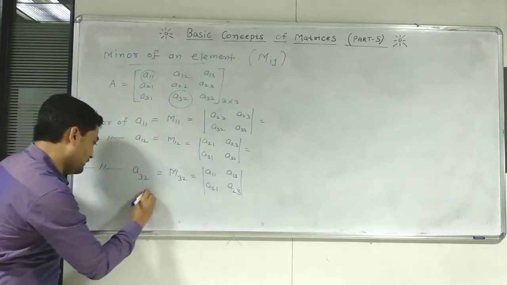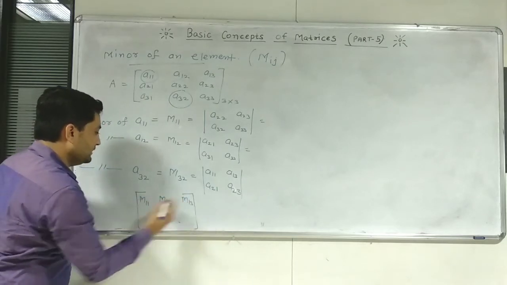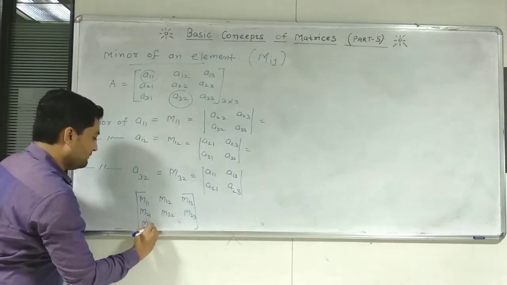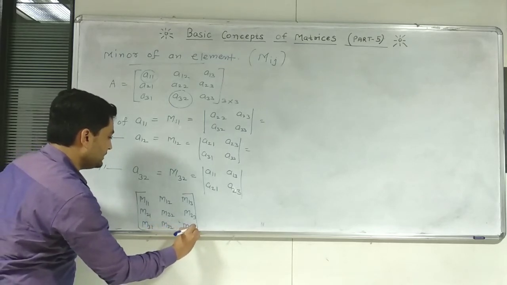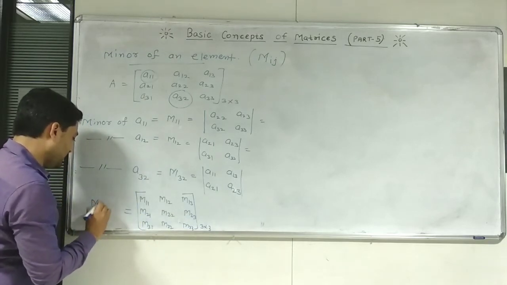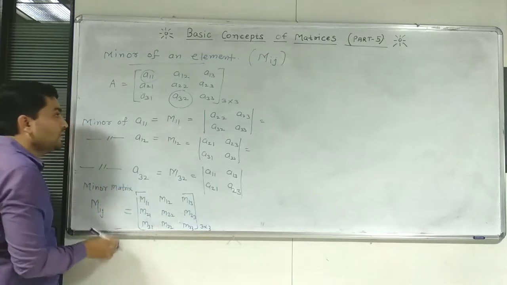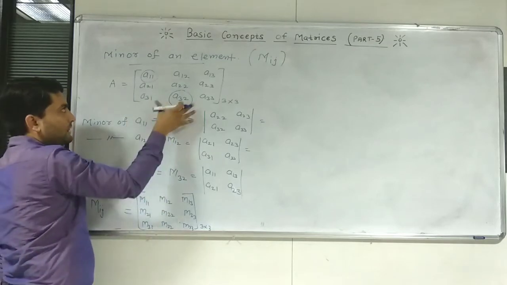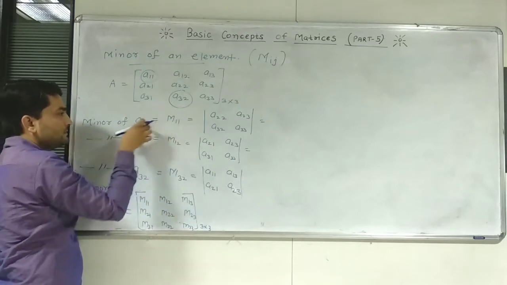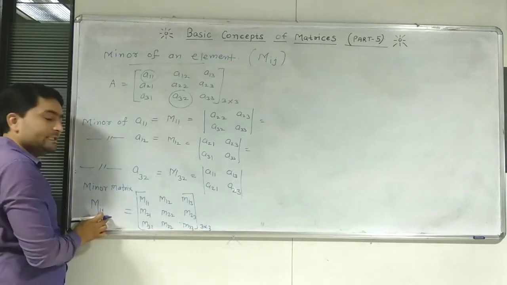You have to write them down in matrix form: M11, M12, M13, M21, M22, M23, M31, M32 and M33. It is also a 3 cross 3 matrix. So this matrix is called the Mij matrix, that is called the minor matrix. This is the notation. So how to find out the minor matrix? Suppose a 3 cross 3 matrix is given. All its elements have a minor, so by using this method, we find M11, M12, M13 up to M33. So this is the minor matrix.